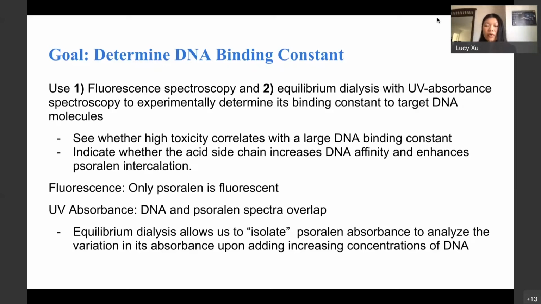With fluorescence, only sorrelin is fluorescent. DNA is not. So any changes in the fluorescence intensity can be attributed to intercalation of the sorrelin with DNA. As for UV absorbance, the DNA and sorrelin UV spectra overlap. So that is why we use equilibrium dialysis, as it allows us to isolate the sorrelin absorbance to analyze the variation in absorbance upon adding increasing concentrations of DNA.